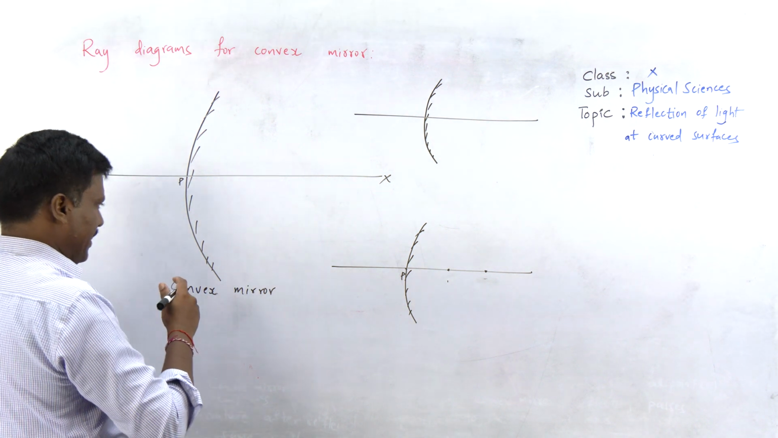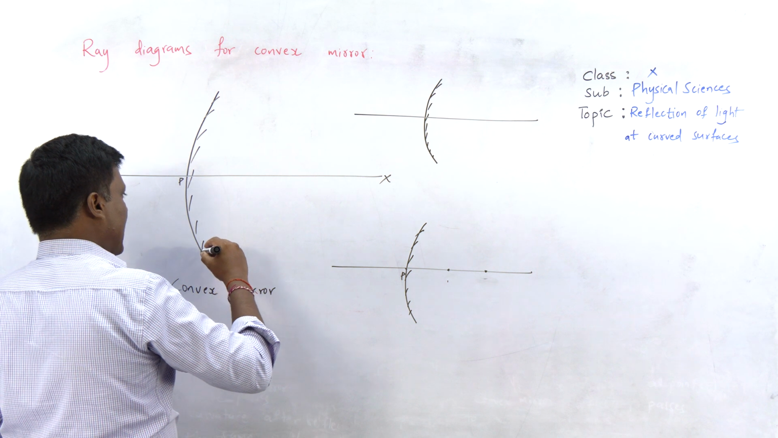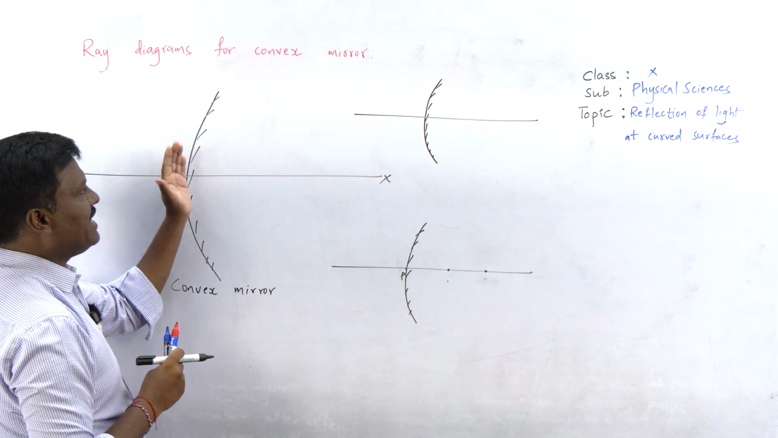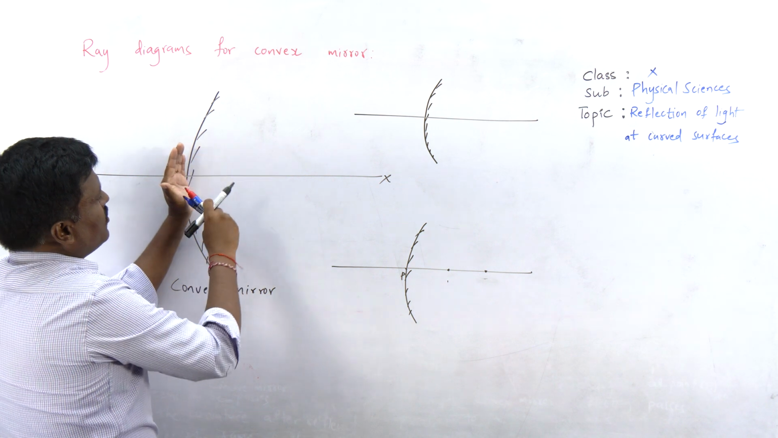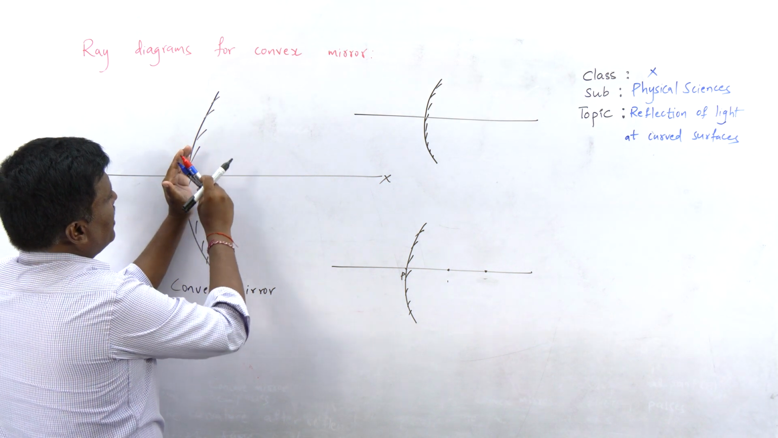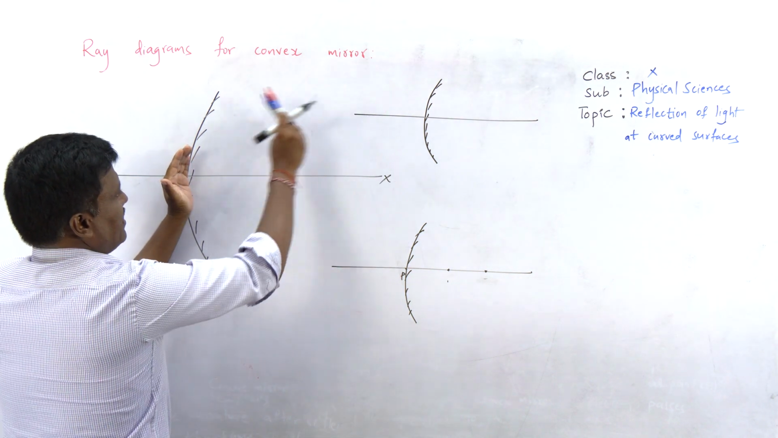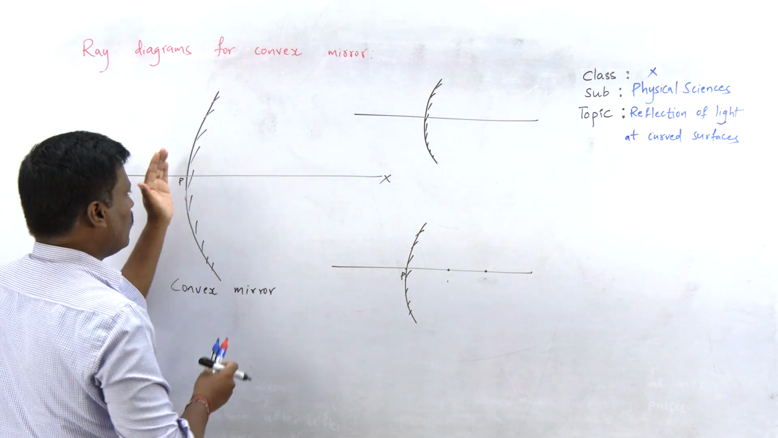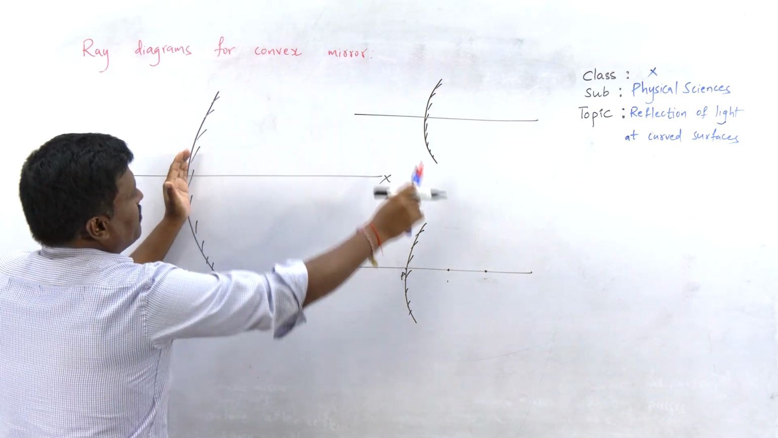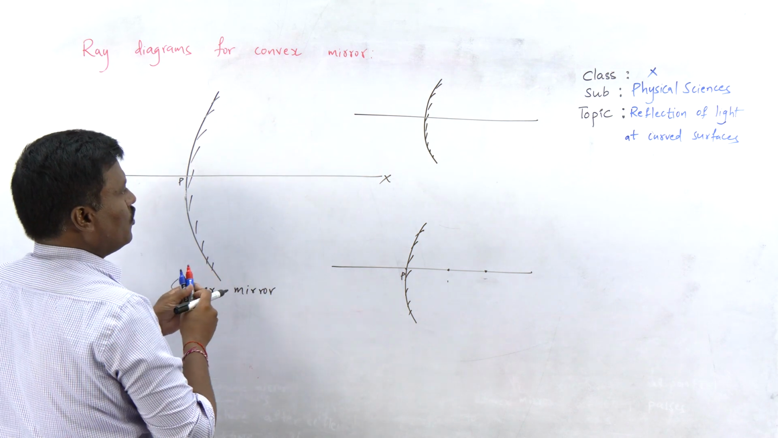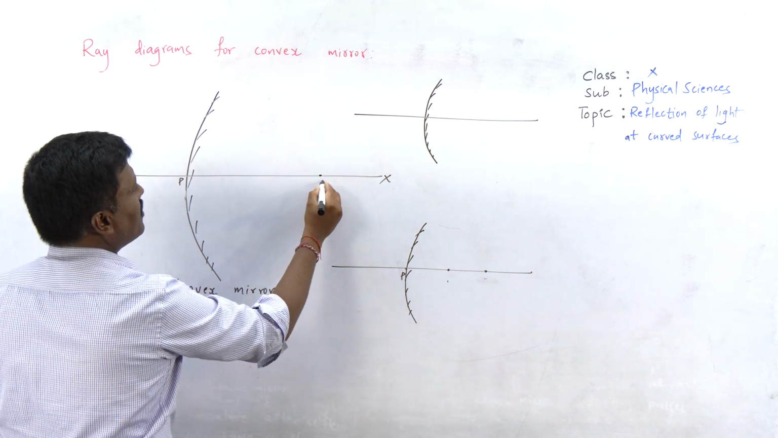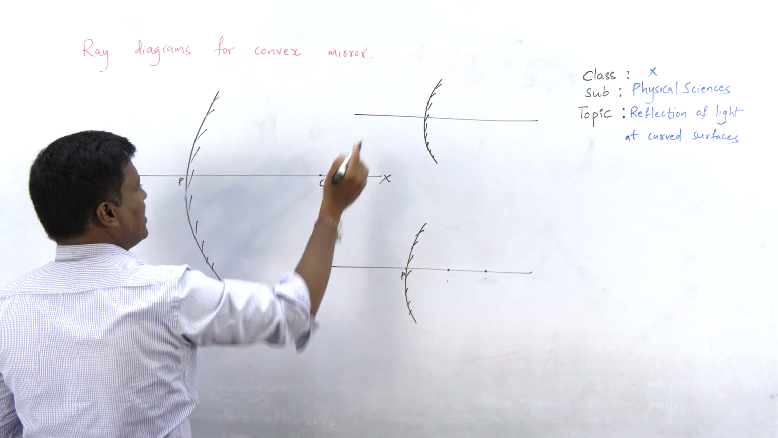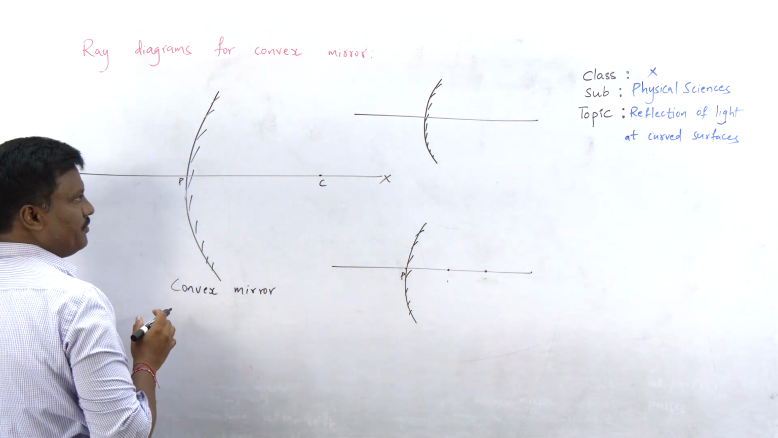As this mirror has the curvature towards the right side, it is bent towards our right hand side. Curvature, in Telugu, we call it vanka. So it is bent towards the right side. Usually where do we have the center? Towards the right side. This is the real center. The center of the sphere is called the center of the curvature.